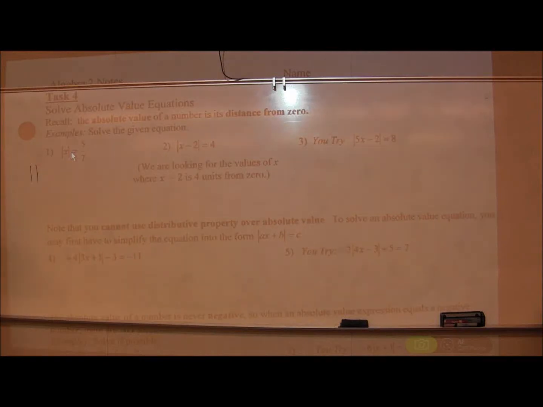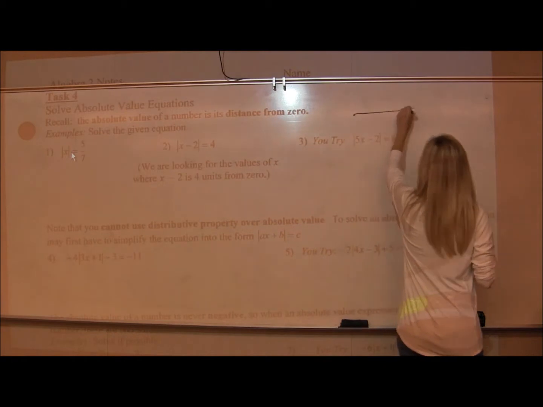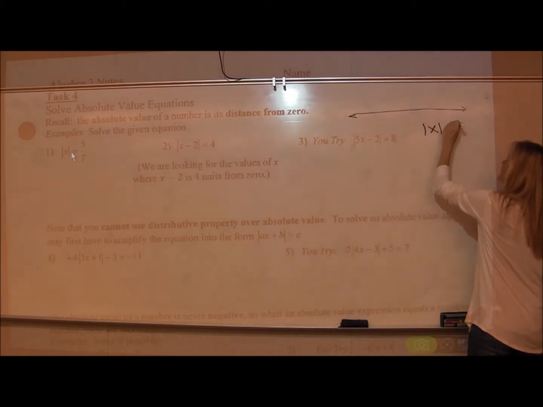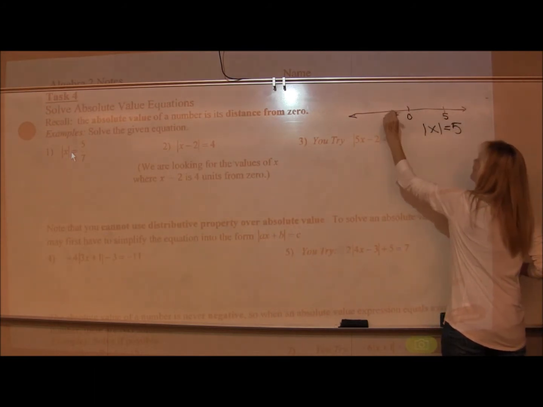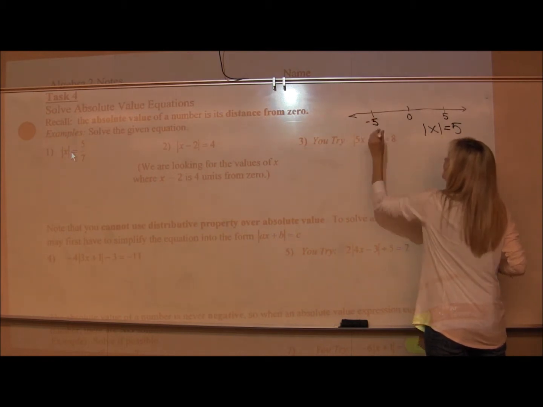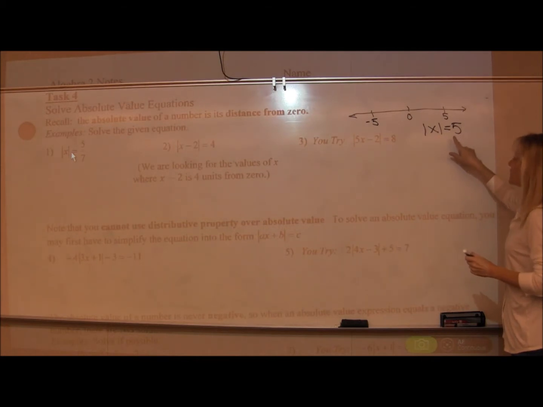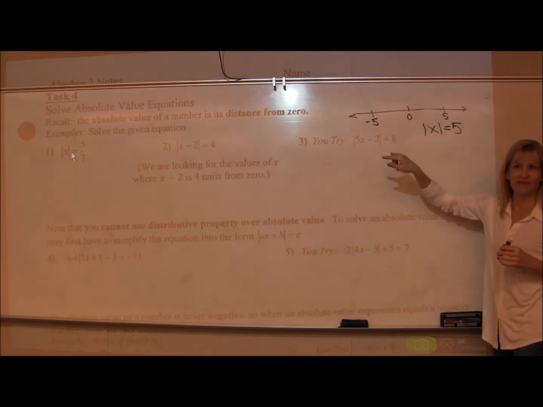If it's an absolute value, it has two answers. That's because, as you remember, the absolute value is the distance from 0. So if the absolute value of x is 5, that means x could be 5 or x could be negative 5. It's just a number that is 5 units from 0. Okay? So if this is x plus 1, then x plus 1 is 5 units from 0.